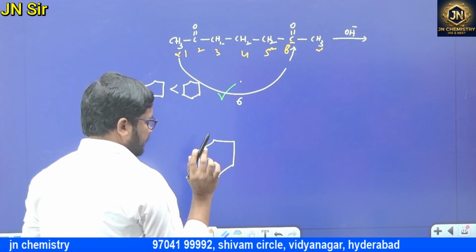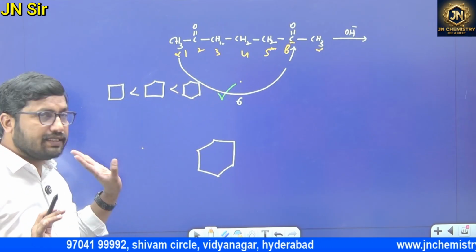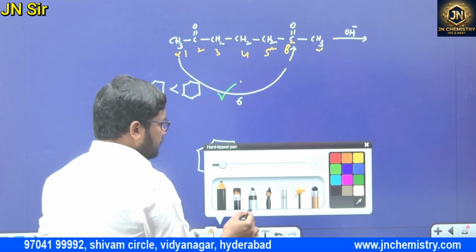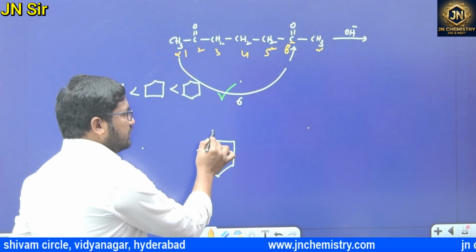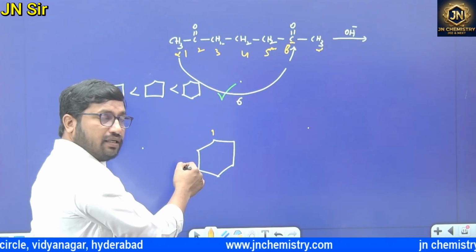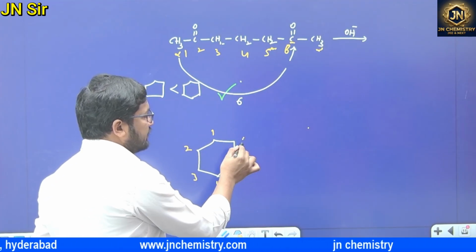Blindly write the 6-membered ring. Simple. So how many member ring are we getting? 6-membered. Blindly write the 6-membered ring, and give the numbering as you wish. I'm just giving 1, 2. If you want to write it the other way, it doesn't matter. 1, 2, 3, 4, 5, 6.